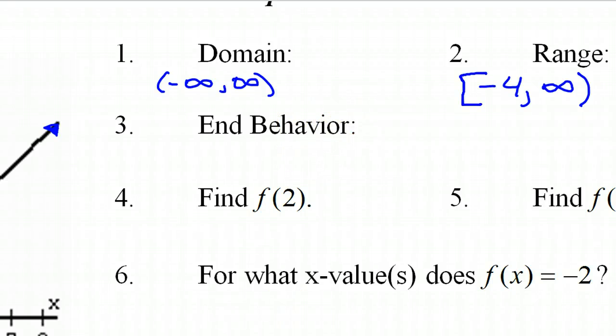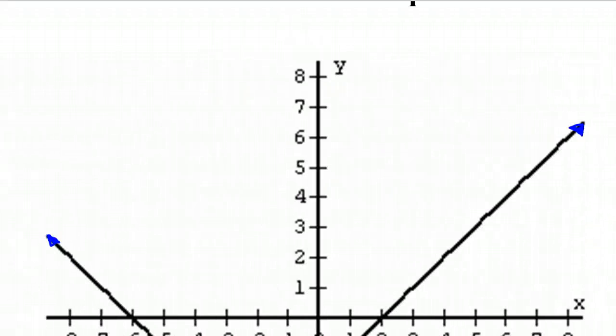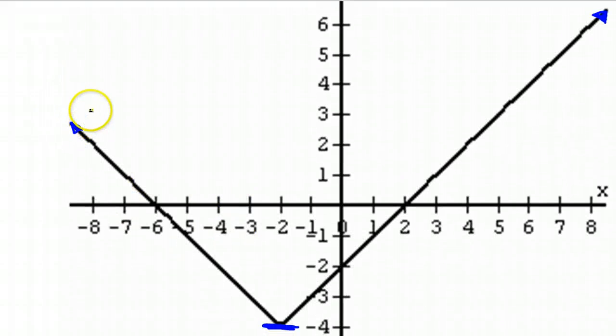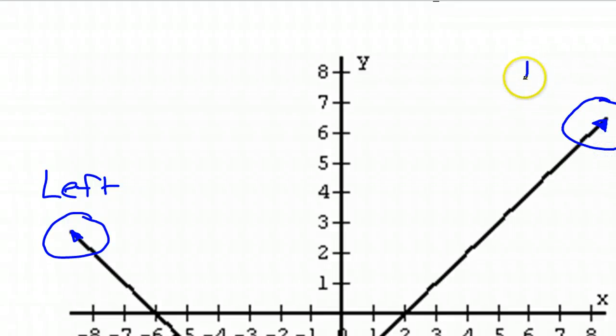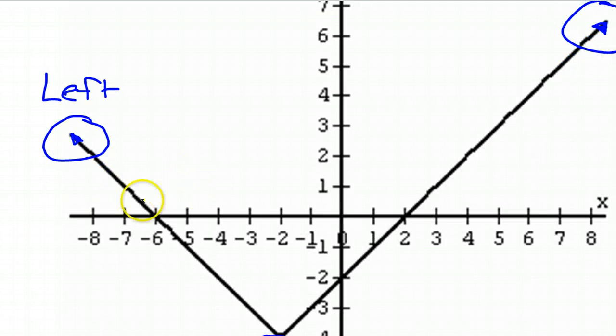Now, end behavior. End behavior is all about what's happening on the ends. In other words, what's happening on the left part of the graph and what's happening on the right end of the graph. And basically, for most graphs, we're talking about, is it rising or falling? So for this graph, on the left side, on the end, is it rising or falling? Well, you see on the left, it's rising. So we know that on the left, it's rising.